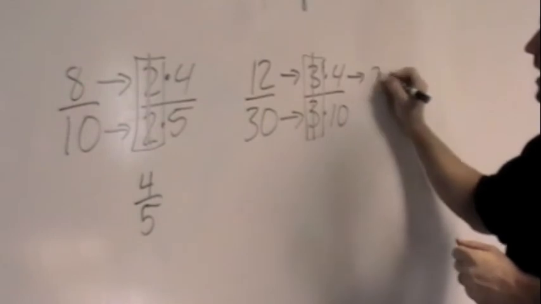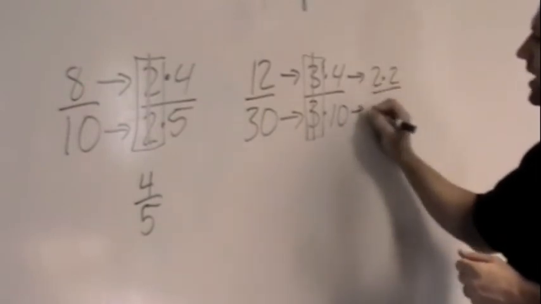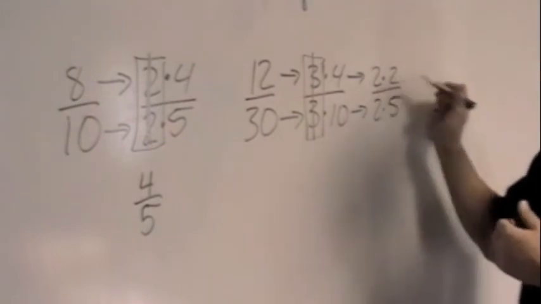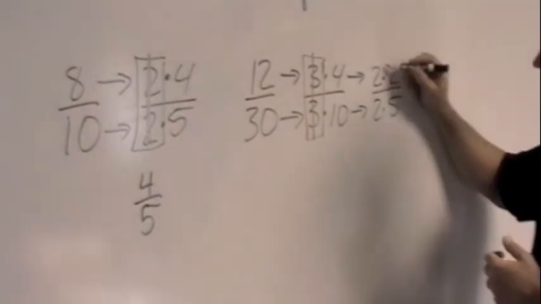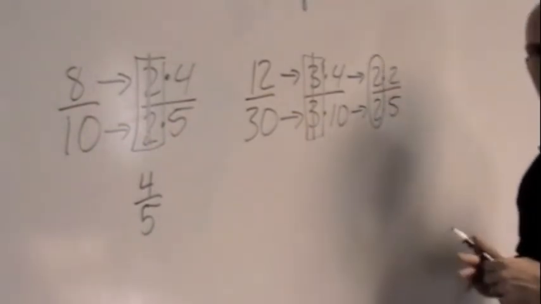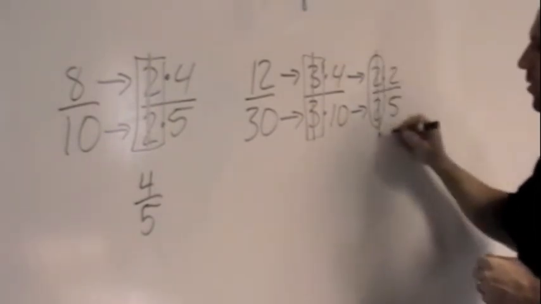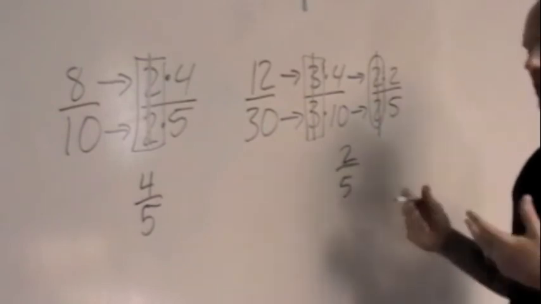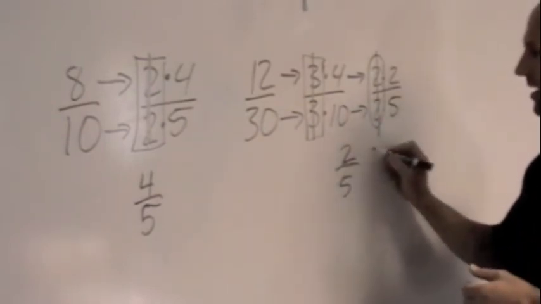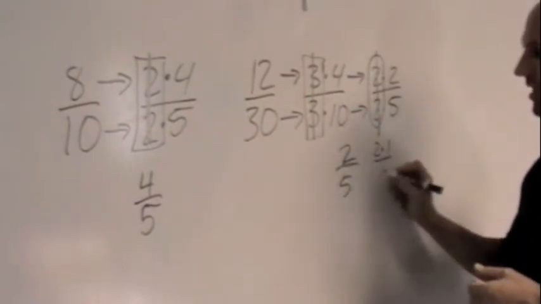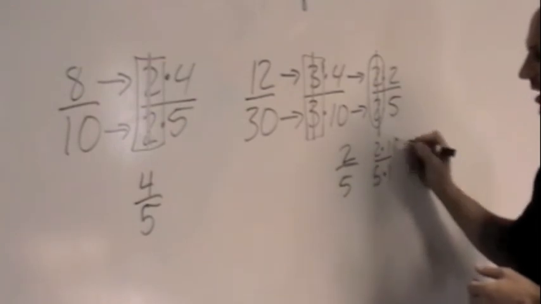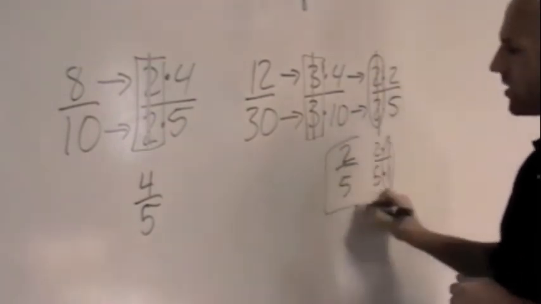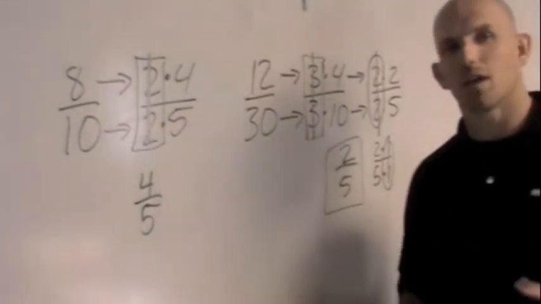4 can be made by 2 times 2. 10 can be made by 2 times 5. Again, factors. These are all factors. And what I have is a common factor between the two of them. So 2 over 2 would be 1. 1 times 2/5 is 2/5. If I think about it, the only thing that makes 2 is 2 times 1. The only thing that can make 5 is 5 times 1. Even if I get rid of the 1, it remains 2/5. I know that I have simplified my fraction as far as possible.